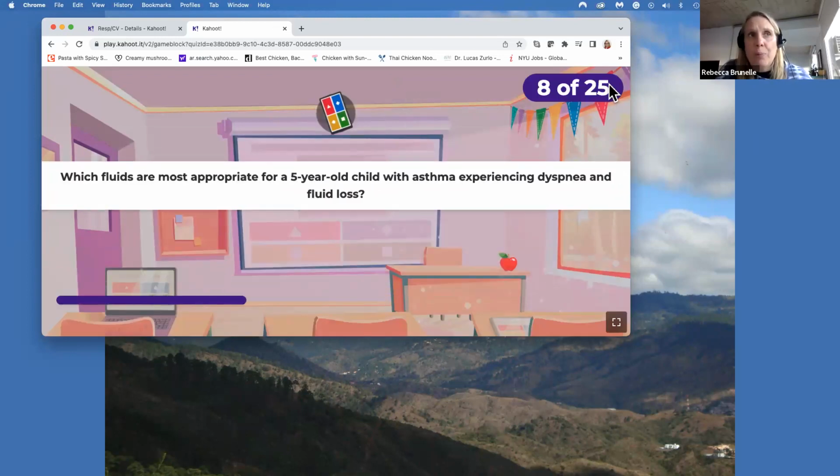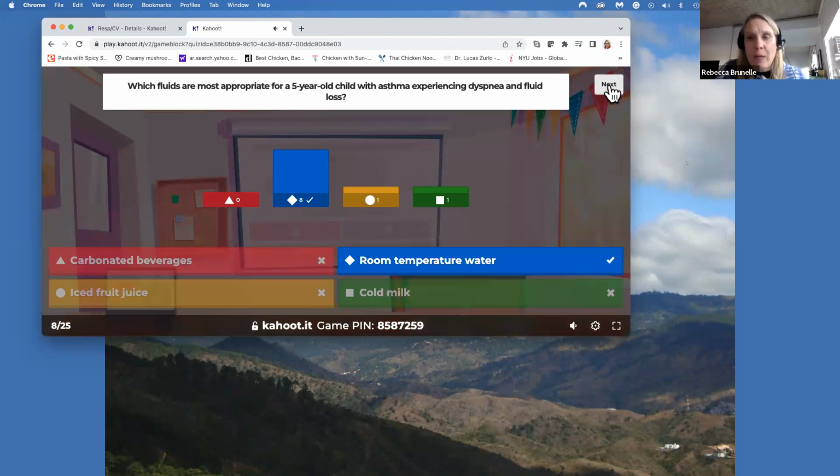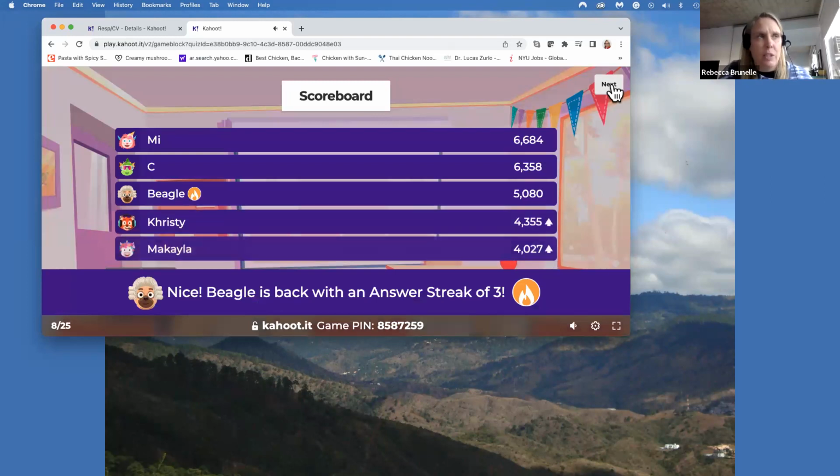So which fluids are appropriate for a child with asthma experiencing dyspnea and fluid loss? Carbonated beverages, iced fruit juice, room temperature water, or cold milk? All right, so good job. The carbonated beverages could be irritating and make them cough more, and same with the cold, which can cause a bronchospasm. So room temperature water is best if you're having a hard time breathing or experiencing any sort of airway constriction.